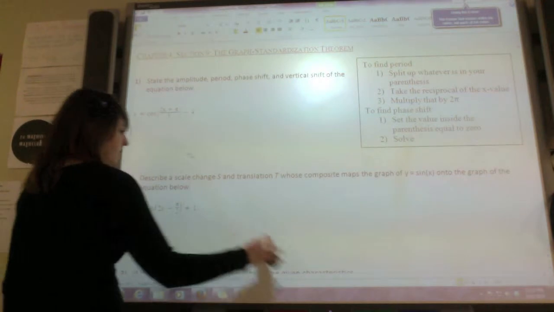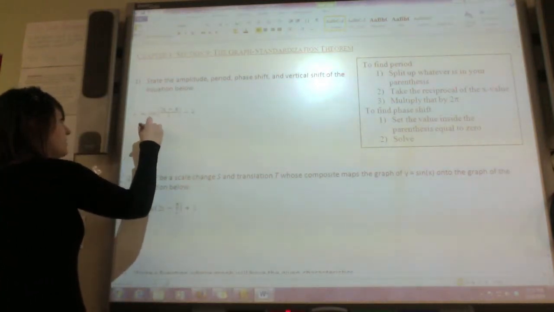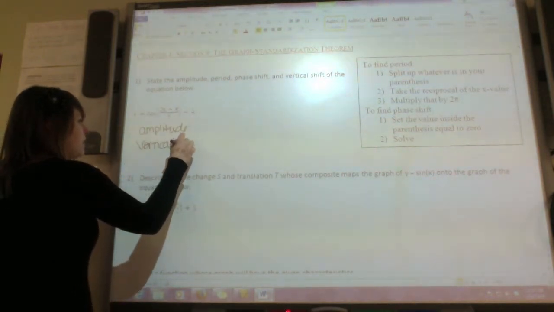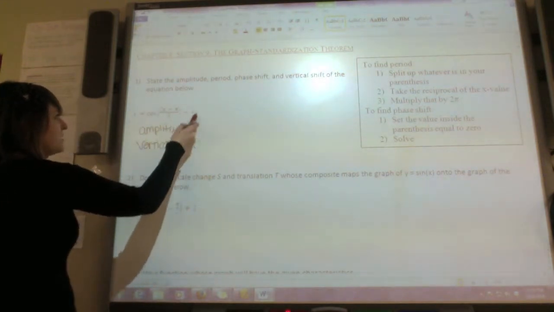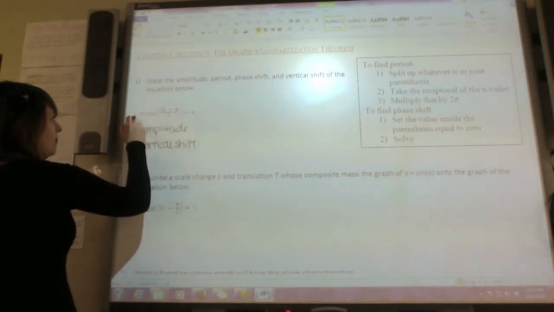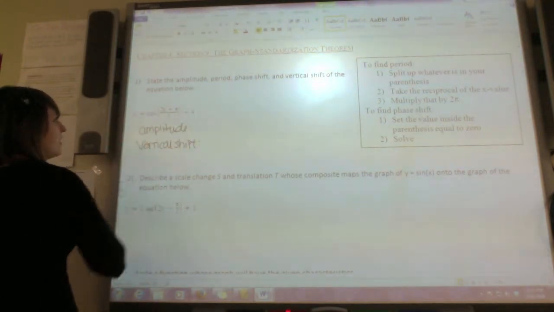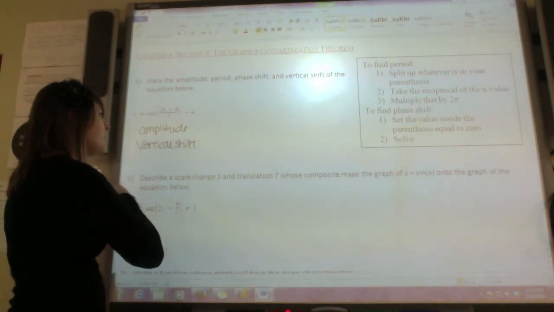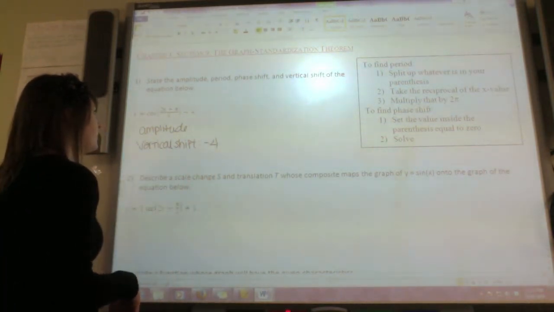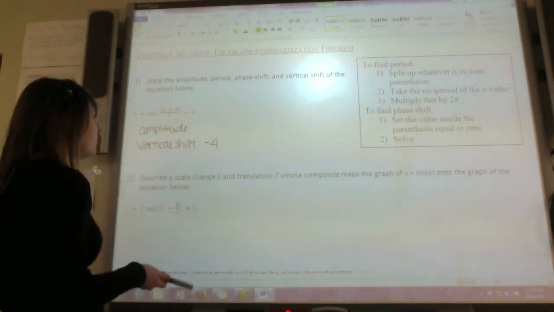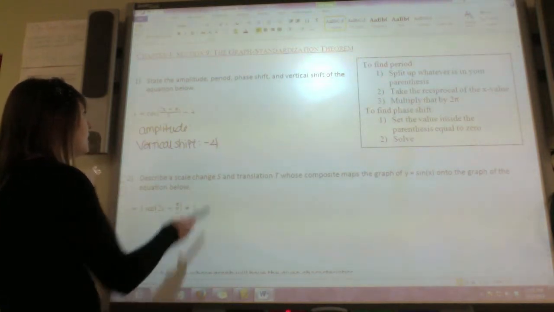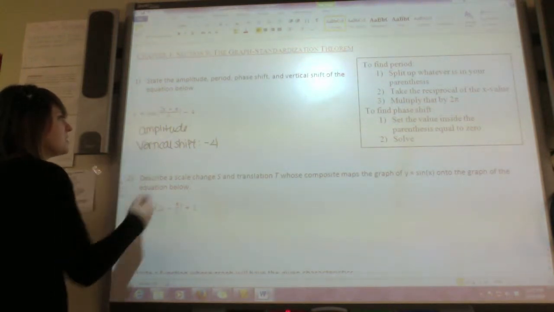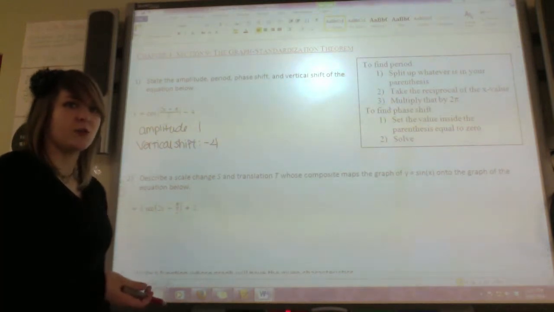I'm going to start with the easy stuff, which is my amplitude and my vertical shift. Just looking at this equation, I can see that if I move this over, I'll have y plus 4. Okay? So I know that what I've done to my function is I have moved it down 4. So that means my vertical shift is going to be -4. For my amplitude, I have to think about, have I multiplied my y values by anything? Okay, and it looks like I haven't, because I don't have anything being multiplied by my cosine portion. So my amplitude is just going to remain 1 like it normally was.